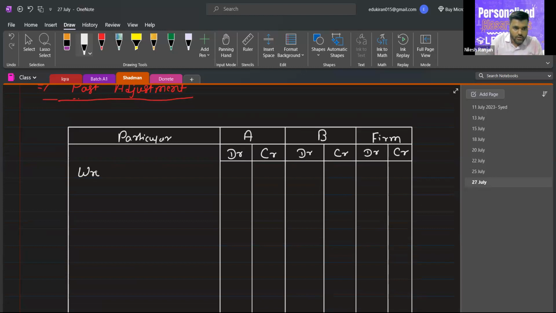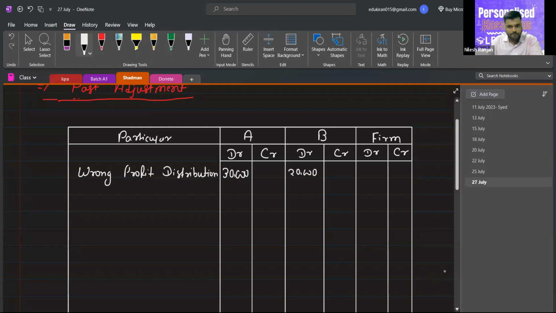Write it in the credit side now. Wrong profit distribution. Debit side of partners column and credit side of firms column. Whatever we take back or deduct from their capital account, it will be debited in their column. Whatever you're giving, it will come in the credit side. 30,000 will be taken back. 20,000 will be taken back from B, and sorry, actually there are 3 partners.